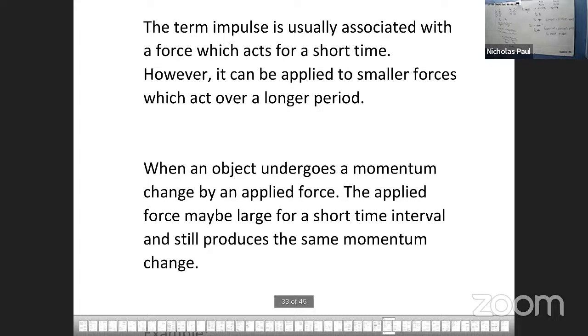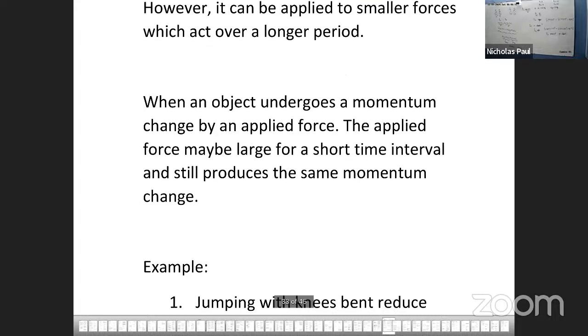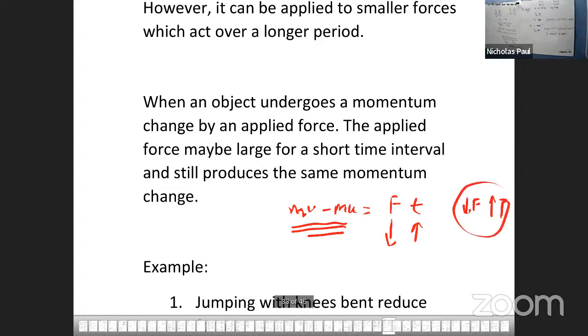So when an object undergoes a momentum change by an applied force, the applied force may be large for a short time interval and still produce the same change in momentum. If I have a large force acting for a short time, that will produce the same change in momentum as a small force acting for a large time. These two will produce the same impulse. That's all it's saying, right?